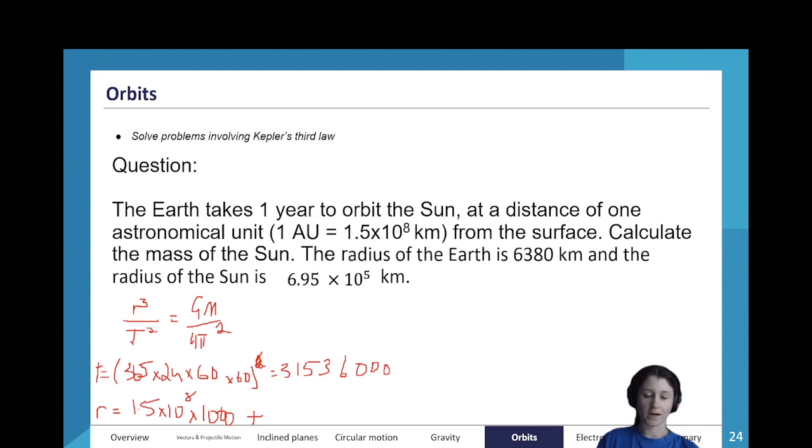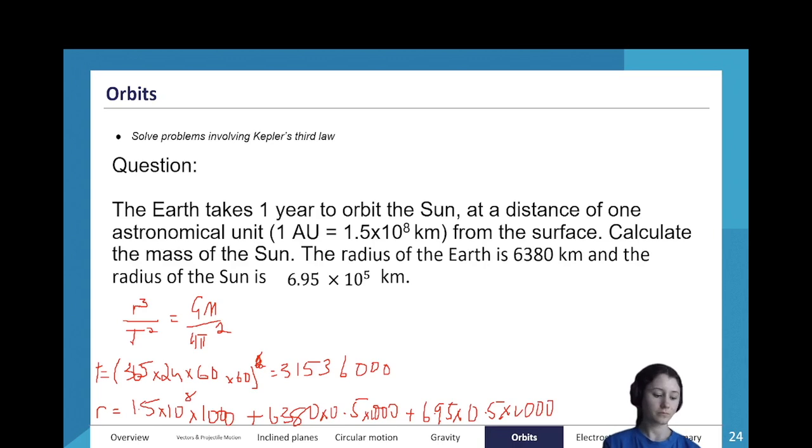Now we're going to add half of the radius of each of these planets. So remember, we're going from the center of these planets. That's why we're taking half. So we're going to go plus 6380 times a half times 1,000 because we want it in meters, plus 6.95 times a half times 1,000.